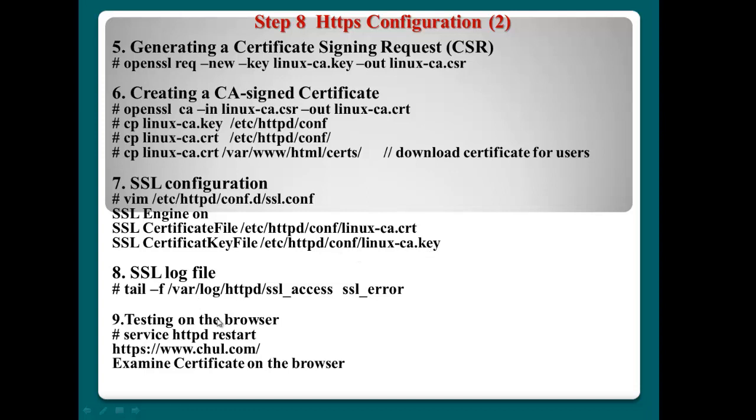Number 8, if we want to see the log information about SSL, in this case you can use this command: tail -f /var/log/httpd/ssl_access_log or error log. Then you can test on your browser like this: service httpd restart, and after that the protocol will be HTTPS, not HTTP, then your domain name. And on the client system, you will see this kind of certificate.